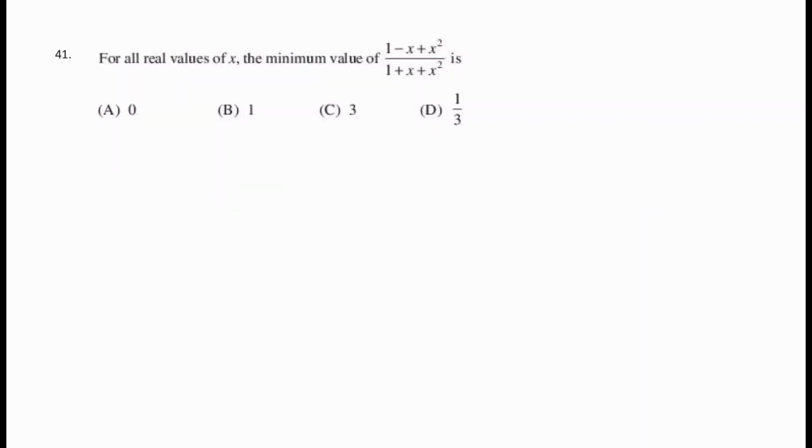Next question, 41. For all real values of x, the minimum value of (1 minus x plus x square) upon (1 plus x square) is. We will take the given function as y. Let us differentiate this using the quotient rule. (u by v) the whole dash is (u dash v minus u v dash) upon v square.